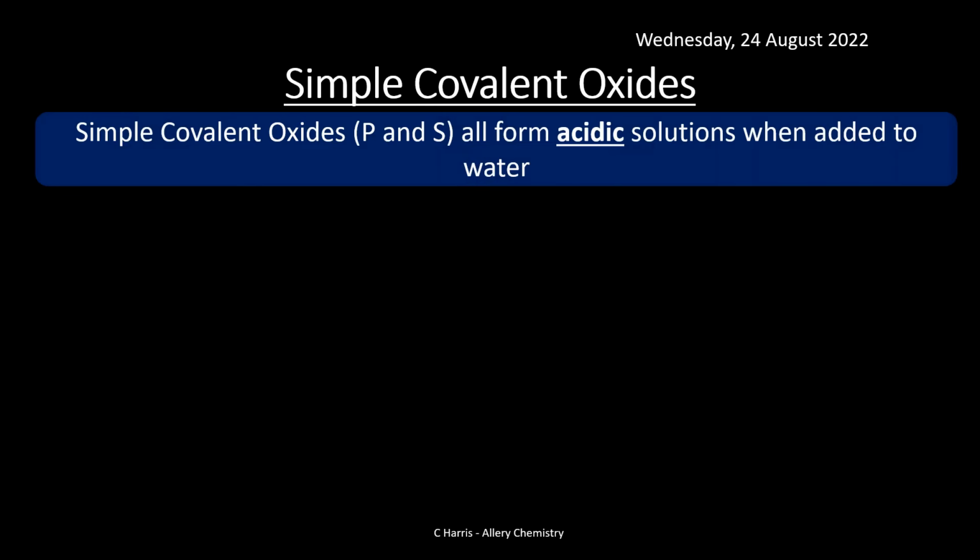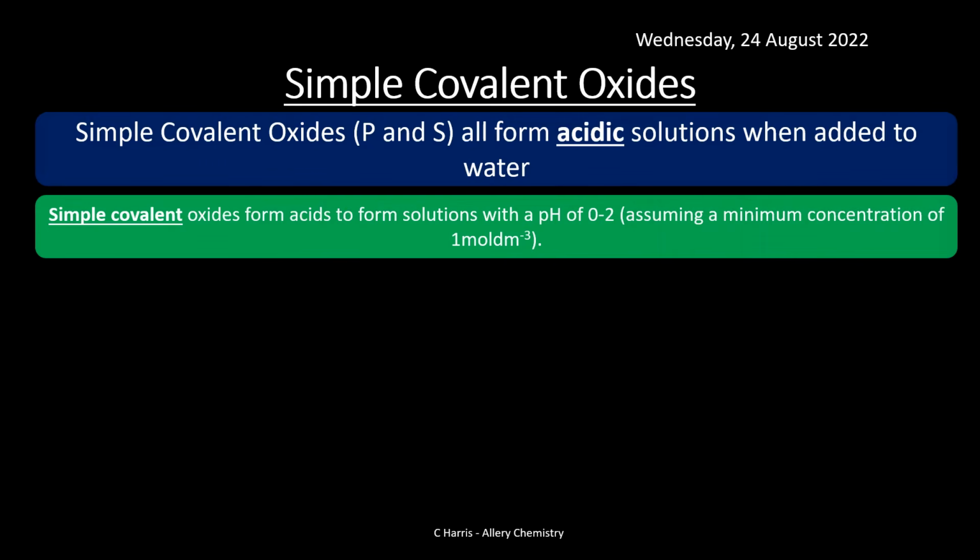Okay, so let's move further along the period, and look at some other oxides of, say, phosphorus and sulfur. We're going to jump into the far end of the table. These actually form acidic solutions when we add them to water. So simple covalent oxides form acids, giving solutions with a pH of 0 to 2. So obviously these are strong acids. Obviously this assumes a minimum concentration of 1 mole per dm cubed, a 1 molar solution.